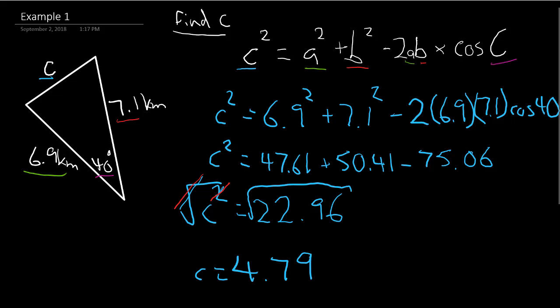And from here, we can actually use sine law if we were to try and figure out the other angles, because we would know 2 sides, right? We know the opposite angle and the opposite side of that triangle, because we could use the ratio of 4.79 over sine of 40 to find the other ratios.